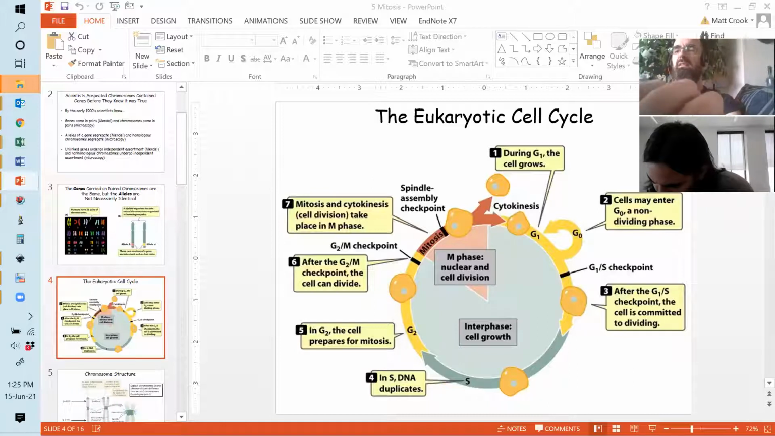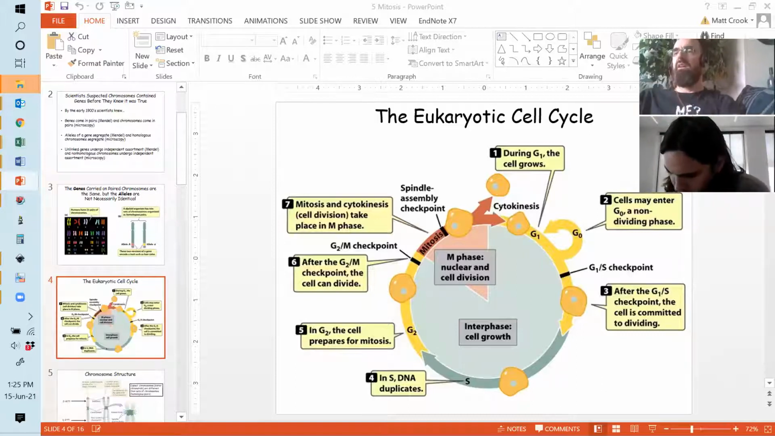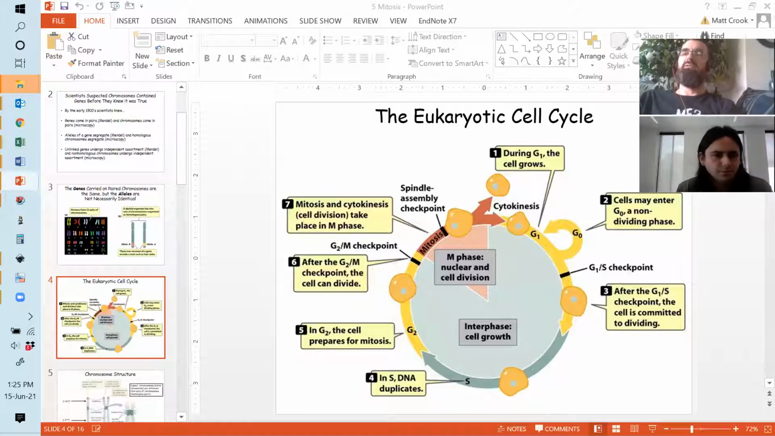And the second thing that you're checking for is, is the DNA damaged? And similarly, you don't want a cell to divide that has damaged DNA, right? So those are the 2 things that G1 to S checks.